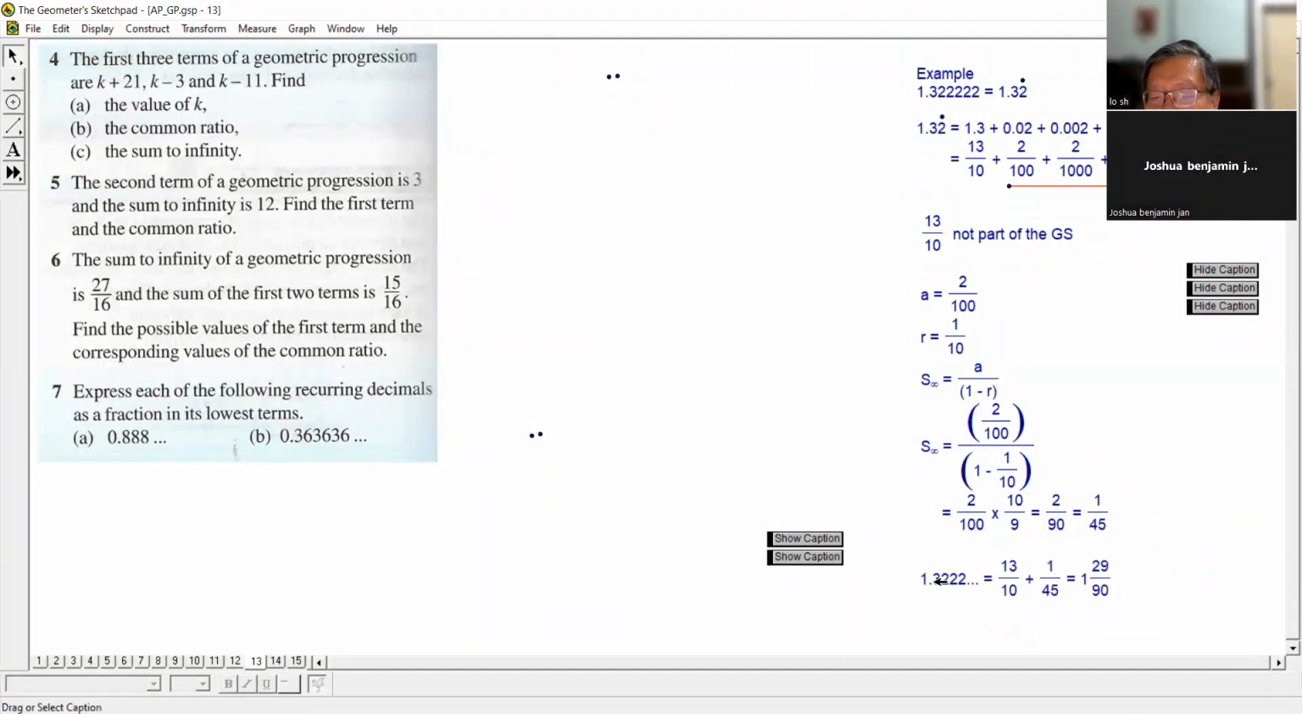So this 1.32222 is 13 over 10, plus all the numbers in red, which is 1 over 45. So 13 over 10 plus 1 over 45. Can you use your calculator, the ABC button, to add these two fractions? Is it 1 and 29 over 90? Yes, correct. Then you press the ABC button and see whether this 1 and 29 over 90 is like that.